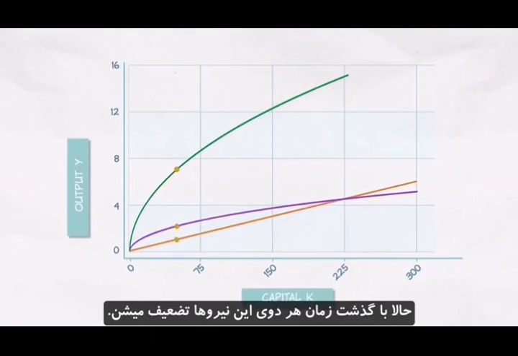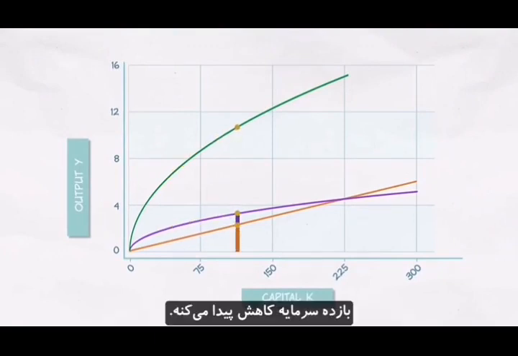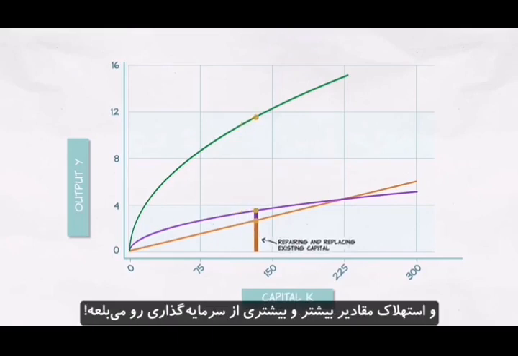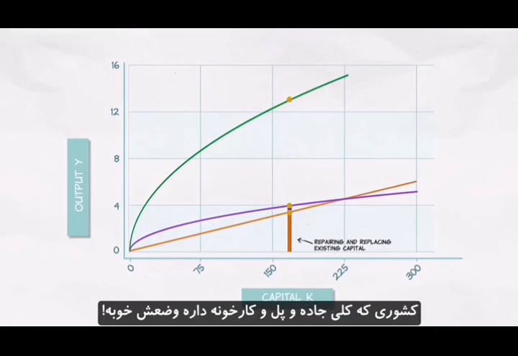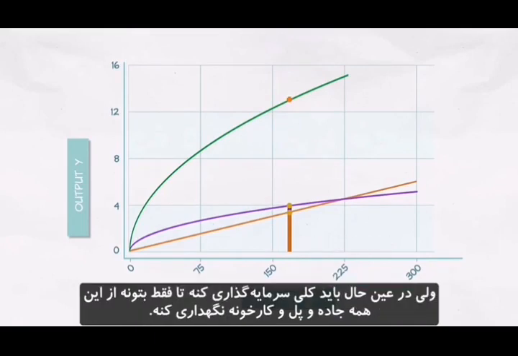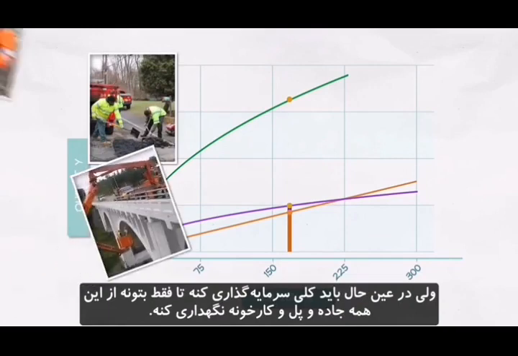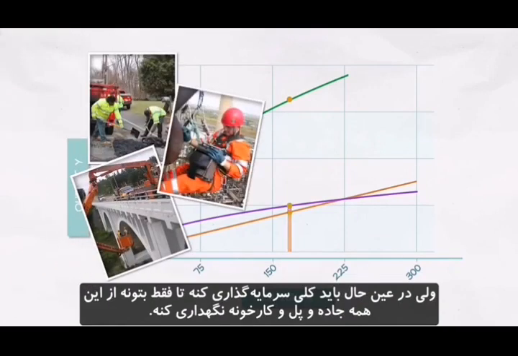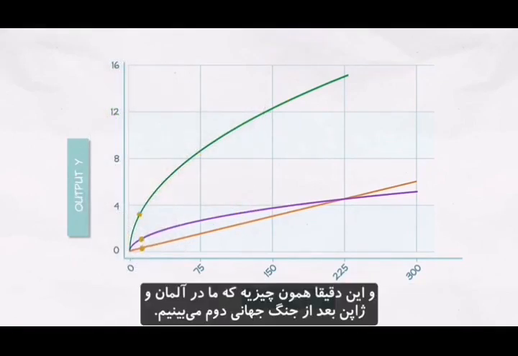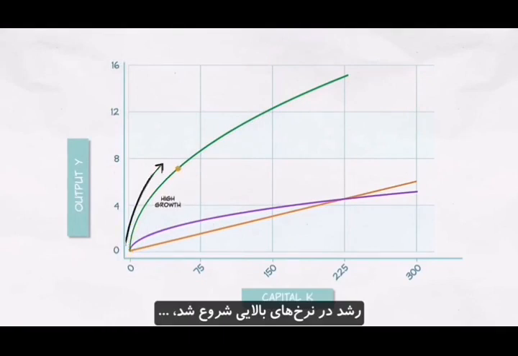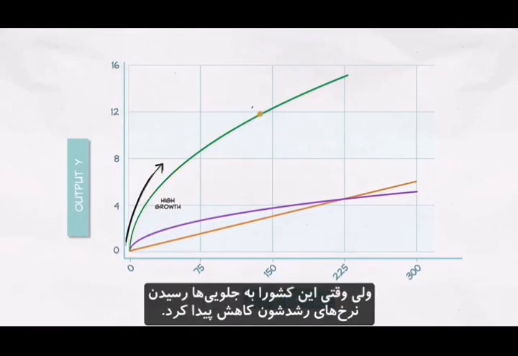Now over time, however, both of these forces weaken. The returns to capital diminish, and depreciation eats up more and more of investment. A country with a lot of roads and bridges and factories is doing well, but it also has to invest a lot just to maintain all of those roads and bridges and factories. And this is exactly what we saw in Germany and Japan after World War II. Growth rates started out very high. But as those countries caught up, growth rates declined.